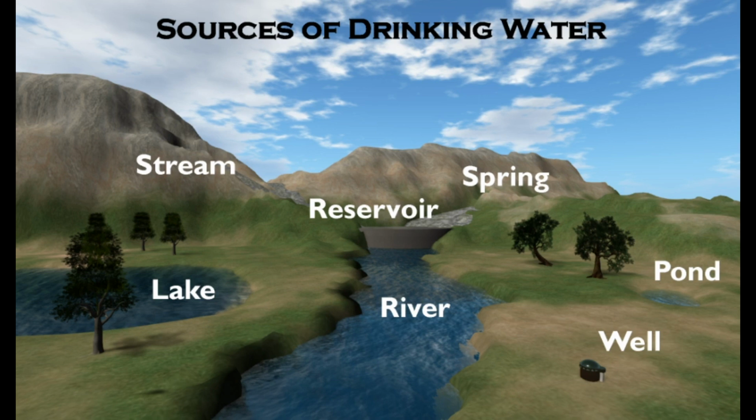Hello friends, today we are going to discuss the different sources of drinking water. Water for drinking and domestic use may be obtained from natural sources like surface water, groundwater, rainwater, spring water and others. So we will discuss them.